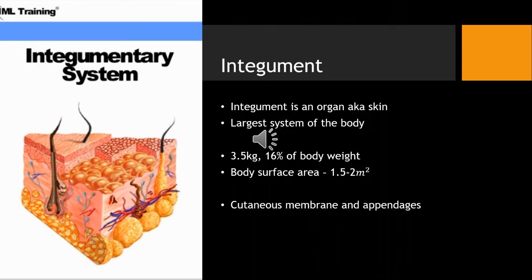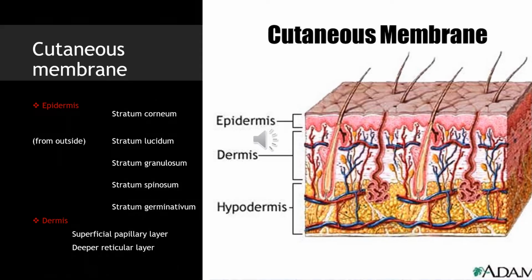The skin has many important functions, the most important being providing non-specific immunity. But before going to the functions of the skin, we'll have a brief look into its structure. We have said that the cutaneous membrane of the skin along with its appendages forms the integument. The cutaneous membrane has two main layers, the outer epidermis and the inner dermis.